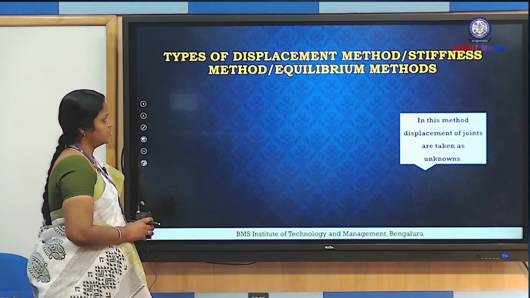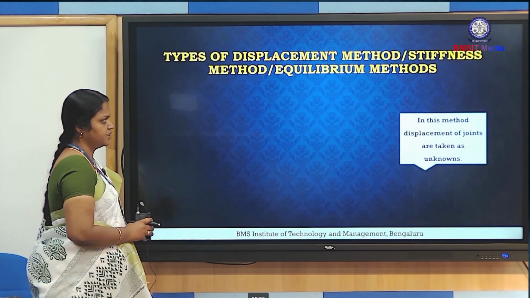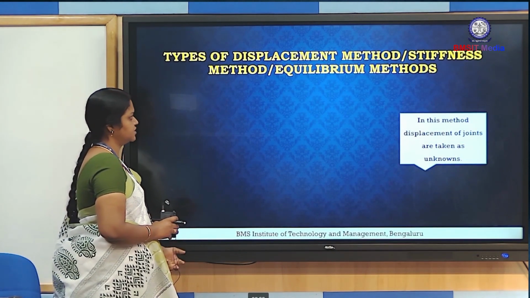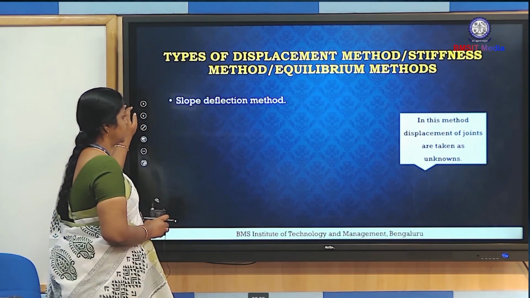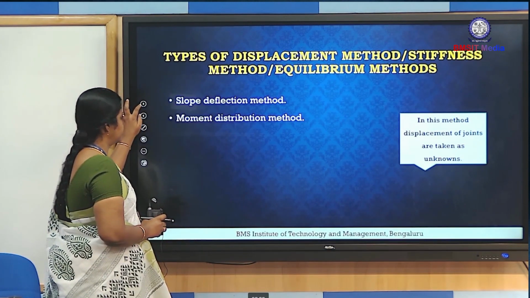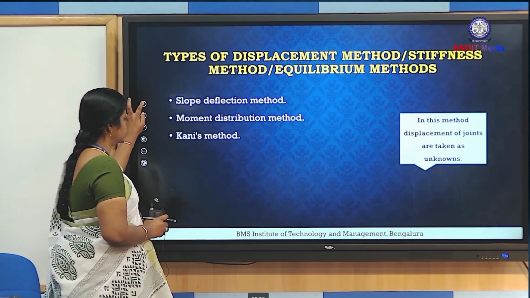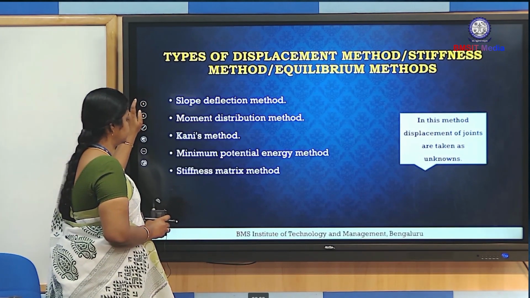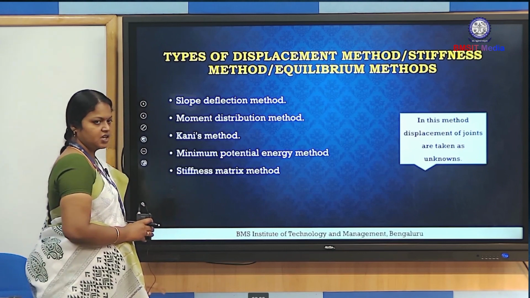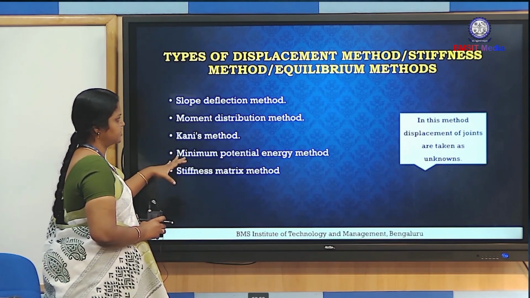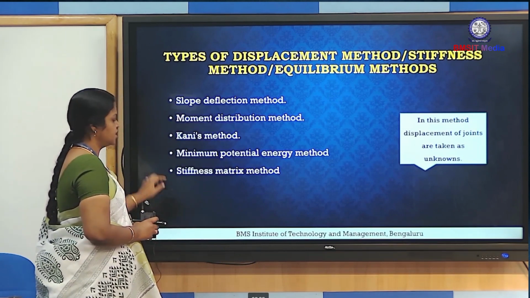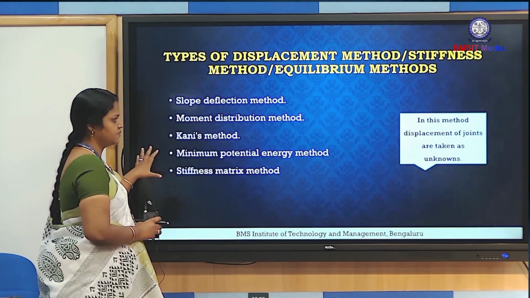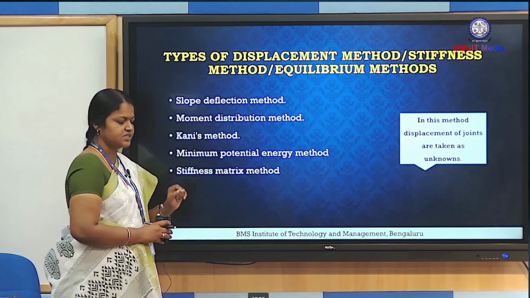The second method of analysis is the displacement method. It is also called stiffness method or equilibrium method. Slope deflection method, moment distribution method, Kani's method, minimum potential energy method, stiffness matrix method. All these methods come under the stiffness or displacement method of analysis. In all those methods, displacements of joints are taken as unknowns.